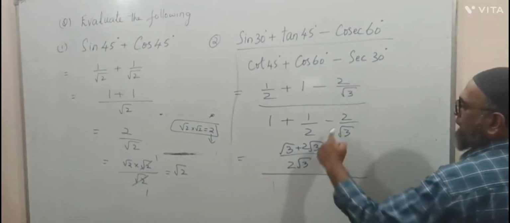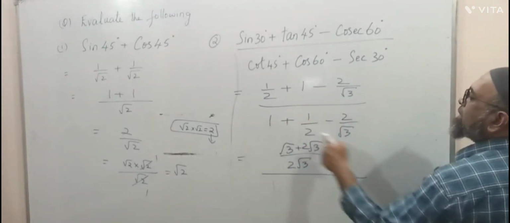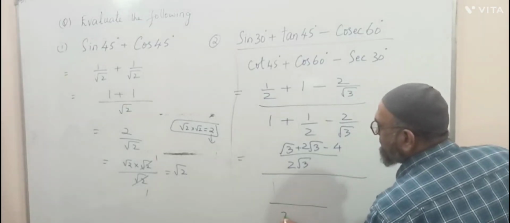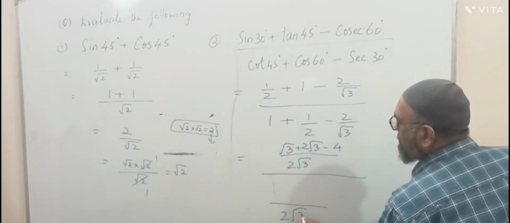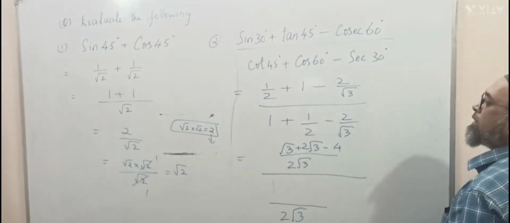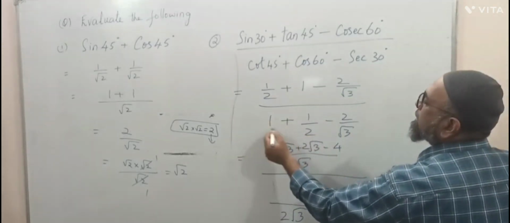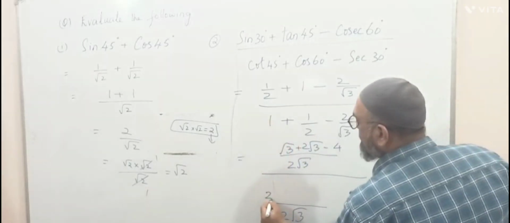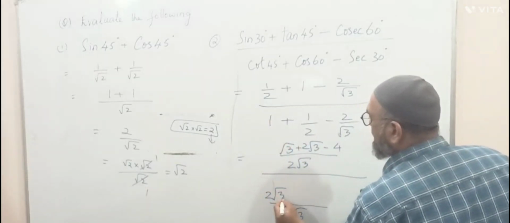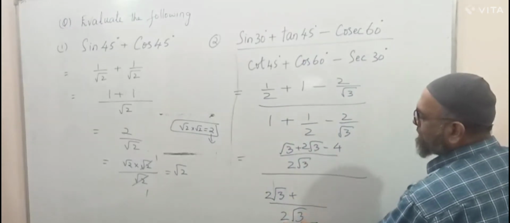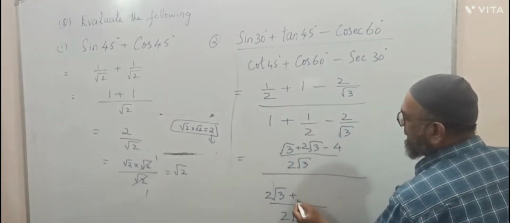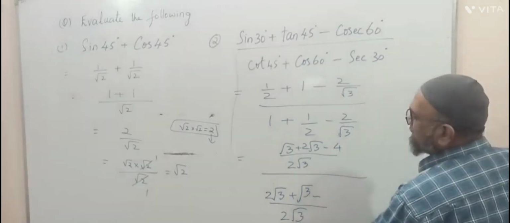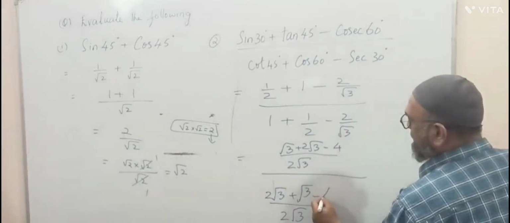divided by, here also I will take LCM. What is the LCM? 2 into root 3. Here complete 2 root 3 I will multiply with this one. 2 into root 3 plus 2 and 2 I will leave this. Root 3 I will multiply here. Minus root 3 and root 3 I will leave. 2 2 is 4.